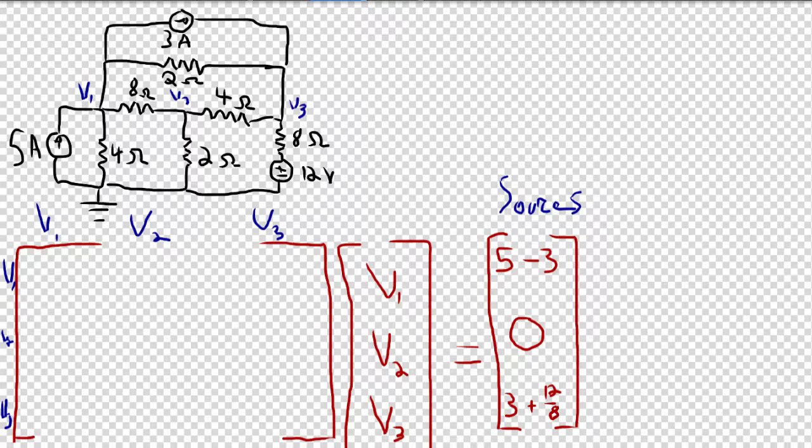So that's it. We're already done with the source vector. We did it. Congratulations. You're doing great. Awesome. Good job.